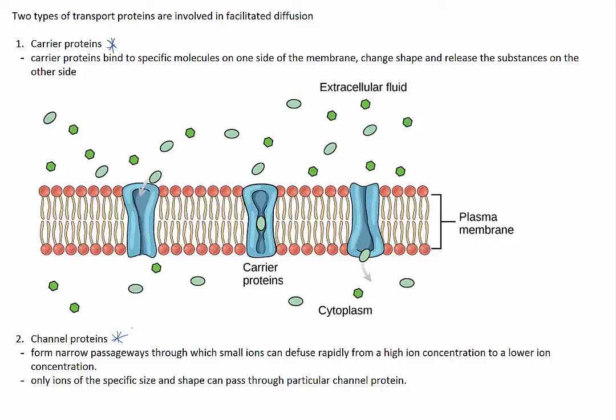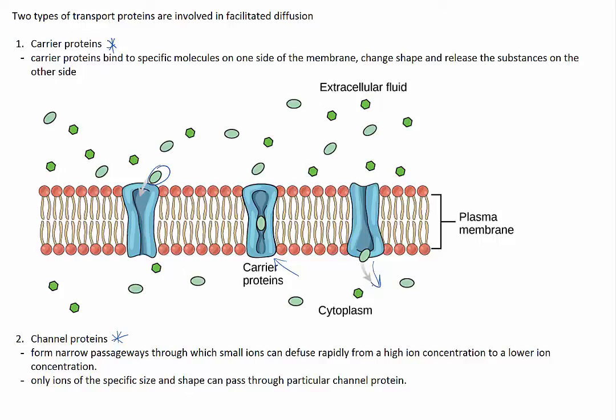Carrier proteins bind to specific molecules on one side of the membrane, change shape, and then release the substances on the other side of the membrane. So that's illustrated here. You can see that certain substances that are unable to pass directly through the phospholipid bilayer approach and bind to a specific carrier protein. That carrier protein then changes shape and transports the molecule inside the cell.